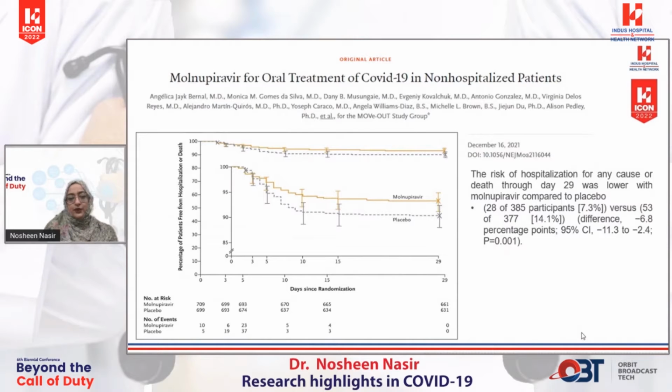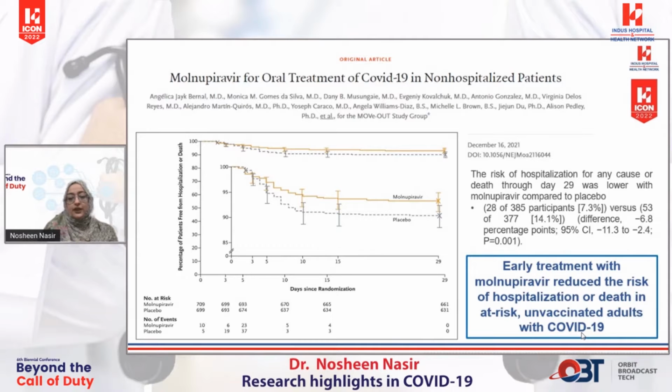Then the next drug is molnupiravir, an oral nucleoside analog for treatment of COVID-19 in non-hospitalized patients. And what they found with the use of this drug was that the risk of hospitalization for any cause or death through day 29 was lower with molnupiravir compared to placebo. And this is being considered as one of the drugs that may actually be one of the most effective drugs to treat COVID-19. However, we do not yet have data with regards to how effective it is in the presence of the Omicron variant. So this was published on December 16, 2021. And the findings were that early treatment with molnupiravir reduced the risk of hospitalization or death in at-risk unvaccinated adults with COVID-19.